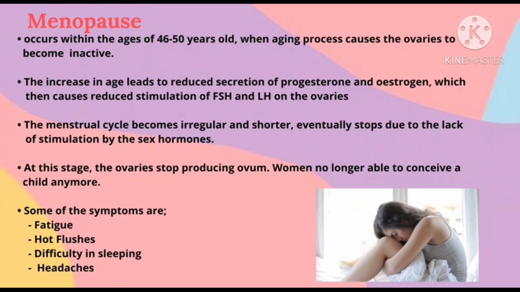sex hormones. At this stage, the ovaries stop producing ovum. Women are no longer able to conceive a child. Some of the symptoms are fatigue, hot flushes, difficulty in sleeping, and headaches.